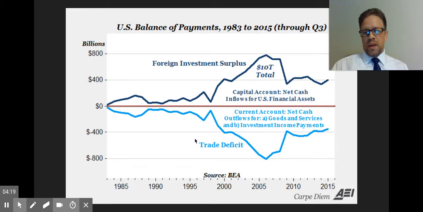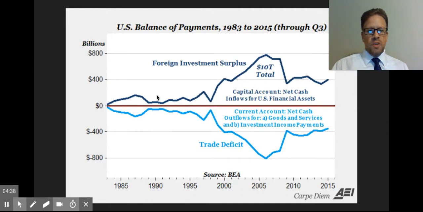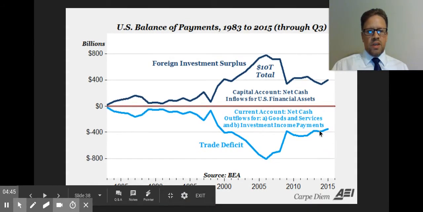Transactions recorded in the balance of payments are commonly separated into two portions. One is the current account, which shows the value of goods and services bought from and sold to foreign countries, the income earned in foreign countries, and the income earned by foreigners in the country. So this part illustrates the current account. On this side is the current account.